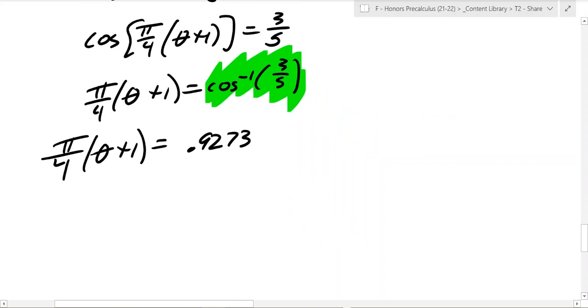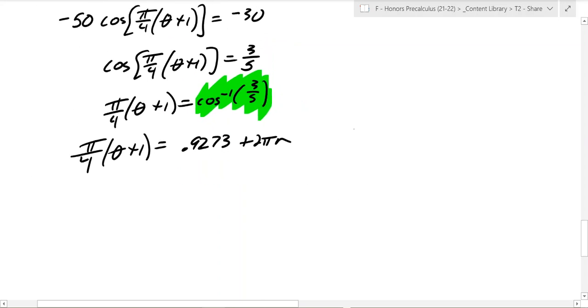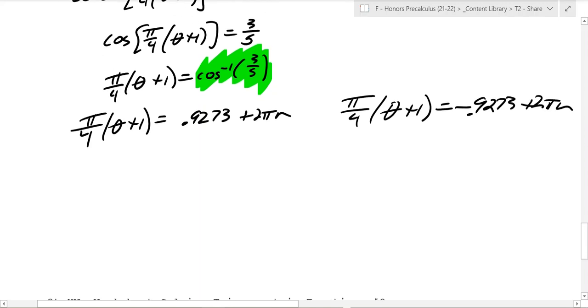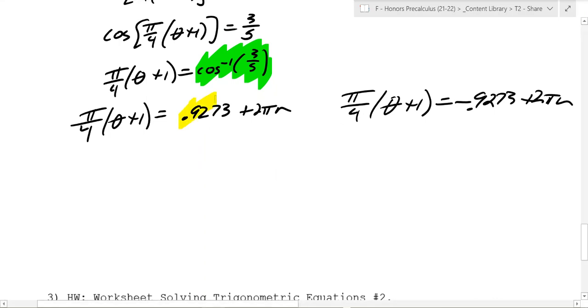0.9273. And then remember, you have to do that plus 2 pi n, and then for cosine, because it's cosine, you do the negative one of this, so it's going to be pi over 4 times theta plus 1 equals negative 0.9273 plus 2 pi n. Keep in mind, because it's cosine, you just have the positive one and the negative one. Now you literally just solve for theta.